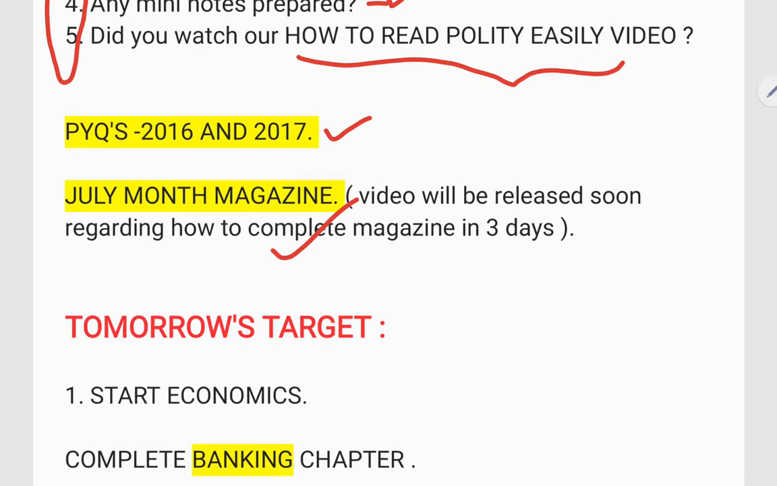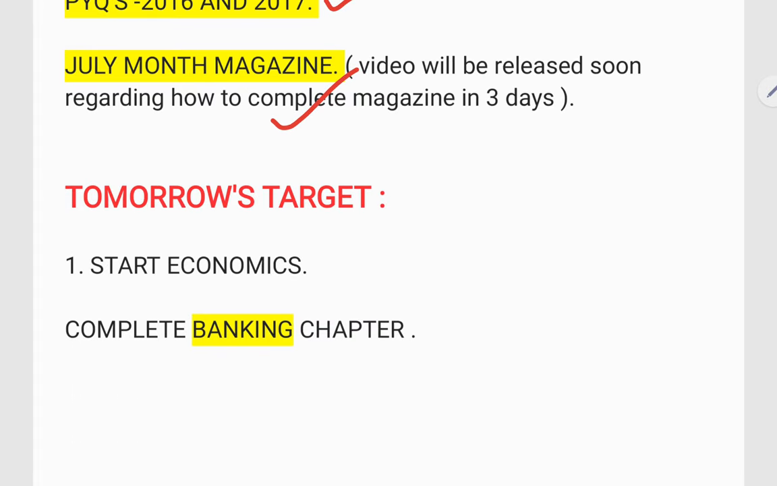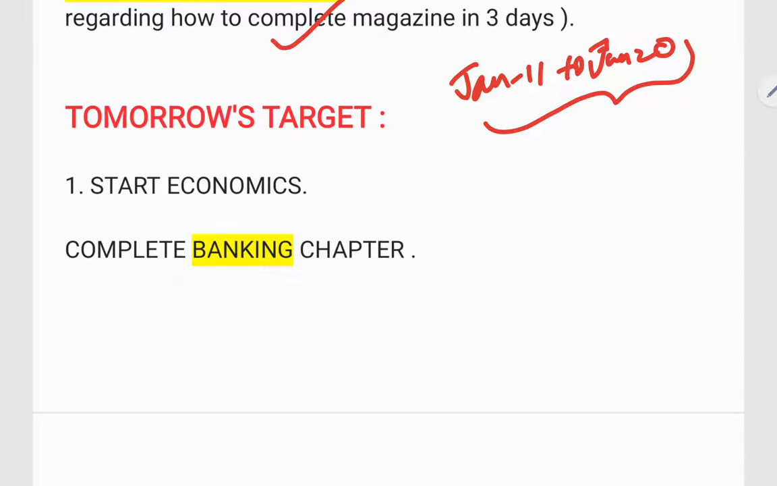With this, we will be completing polity. From January 11th to January 20th, we will be reading the economic static part. Got it? So tomorrow's target: you start economics. You just go through some basic content, microeconomics, macroeconomics, some basic stuff. Go just for 1 to 2 hours. Don't try to remember. Just go through them.